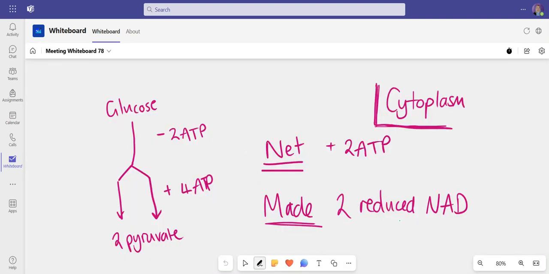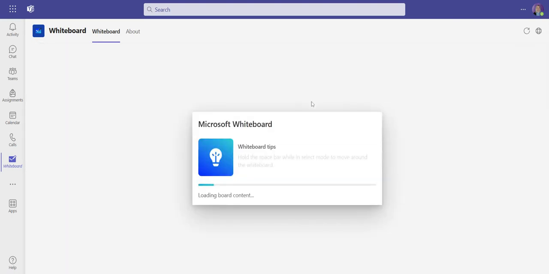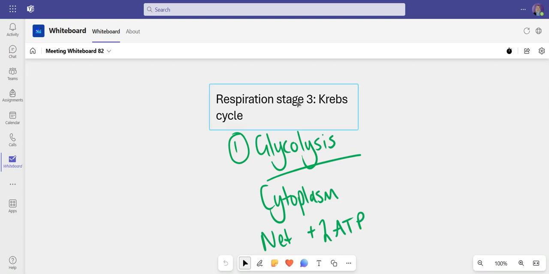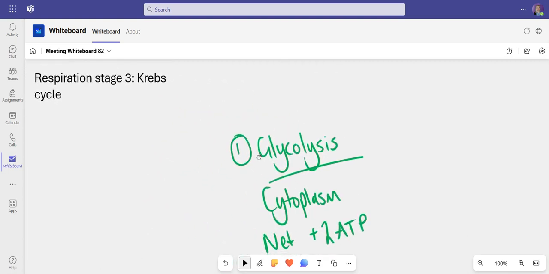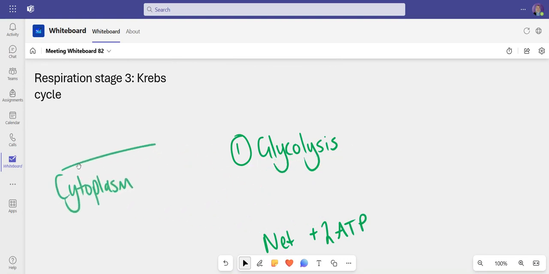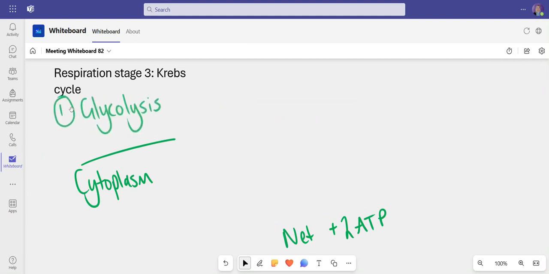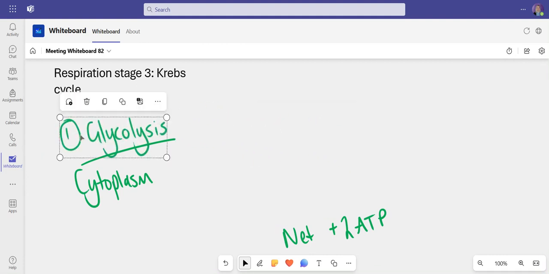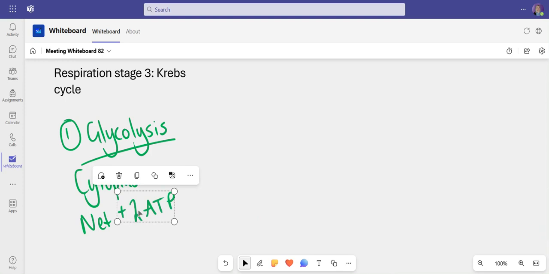It made 2 reduced NADs as well. So the reduced NADs are just carrying the hydrogens to stage 4. So first stage glycolysis, we've got a net of 2 ATPs and 2 reduced NADs.